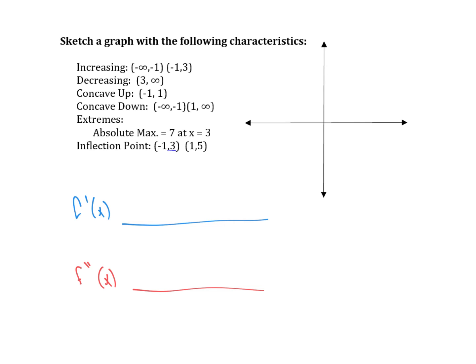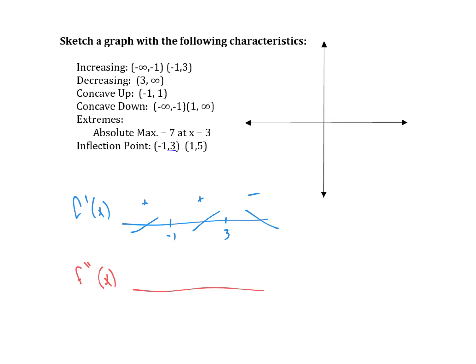Okay. So it says we're increasing from -∞ to -1, and then -1 to 3. So that's going to be a first derivative, so at -1 and 3 things are happening. We're increasing, which means it is a positive slope in those regions. We are decreasing from 3 to infinity. So that tells me right here this is probably going to be a maximum value, since we switch from positive to negative slope.